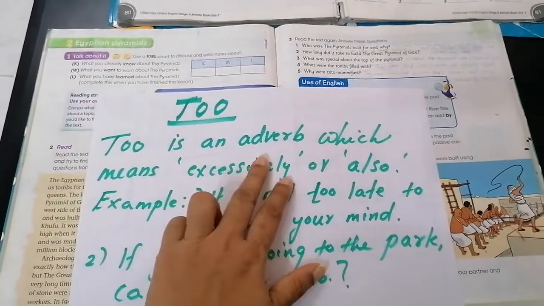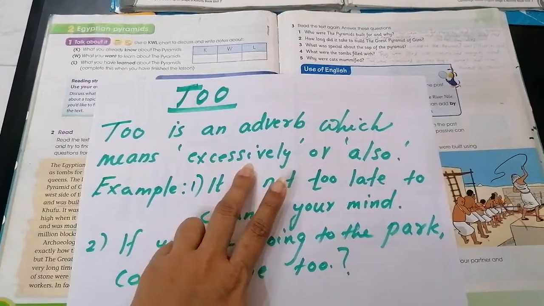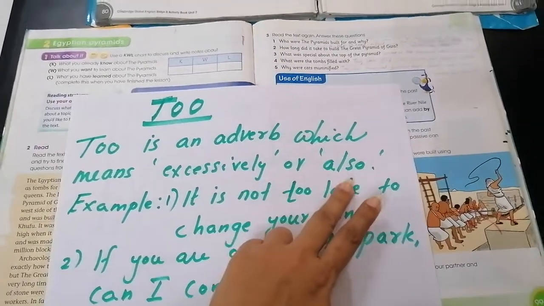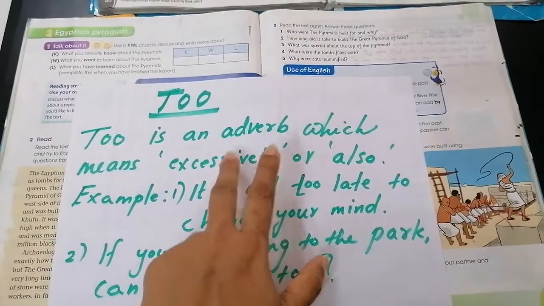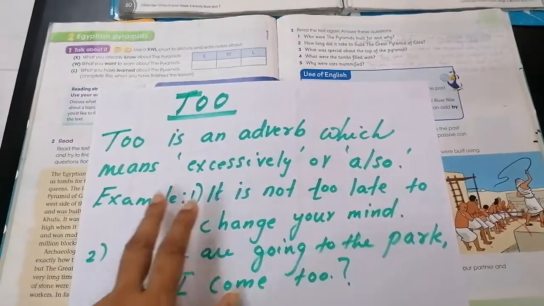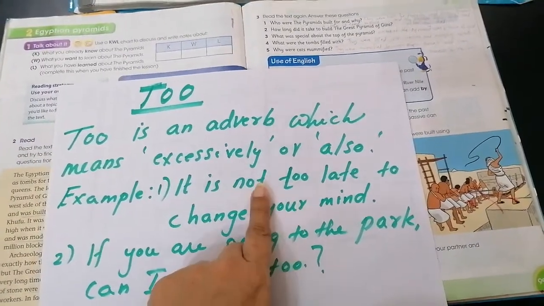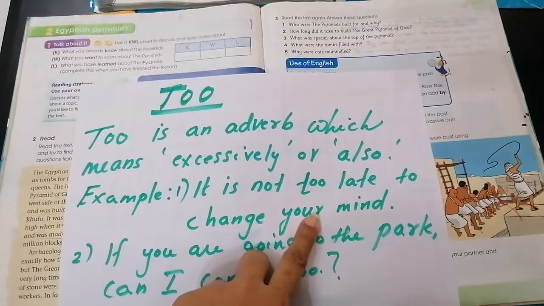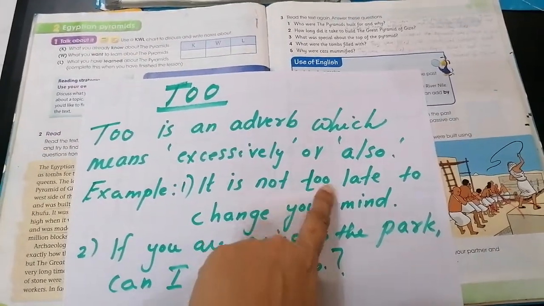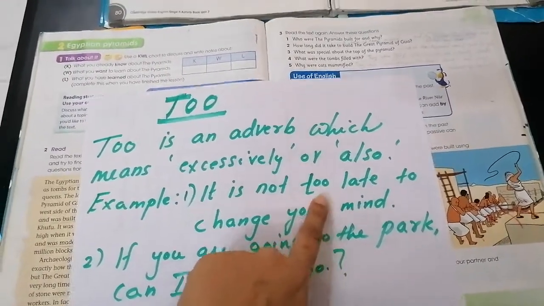See, too is an adverb which means excessively. Excessively means a lot, or also. So, the meaning of too is either excessively or also. See the examples. It is not too late to change your mind. That is, the time is not over, so you can change your mind. It is not too late. It is not excessively late. It is not a lot late.